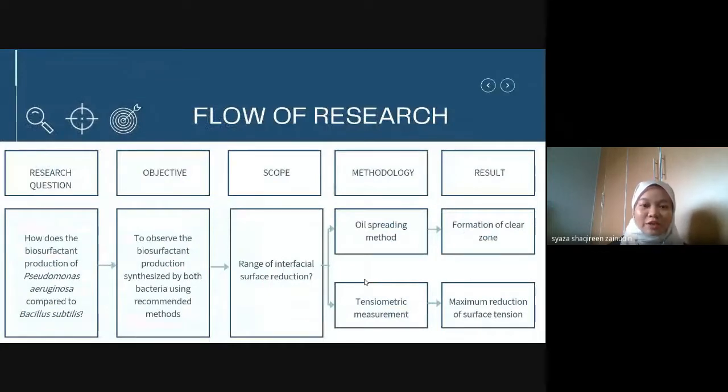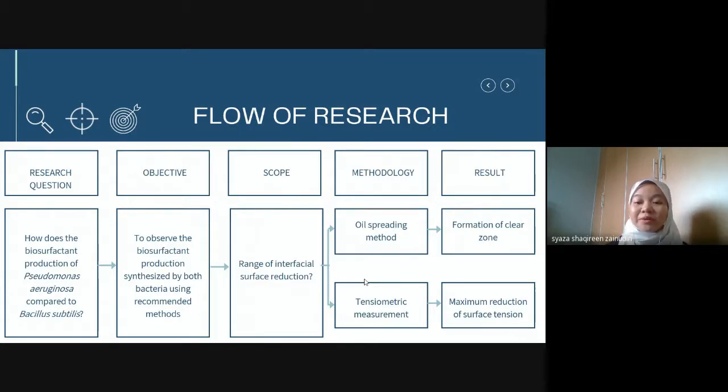Next, the process of this research was employed into a diagram for a clearer vision. The question that I'm trying to answer here is, how does the biosurfactant production of Pseudomonas aeruginosa compare to Bacillus subtilis? To answer this, the biosurfactant production manufactured by both bacteria using the recommended screening methods was observed. The scope has been narrowed down in which the range of interfacial surface reduction will be highlighted.